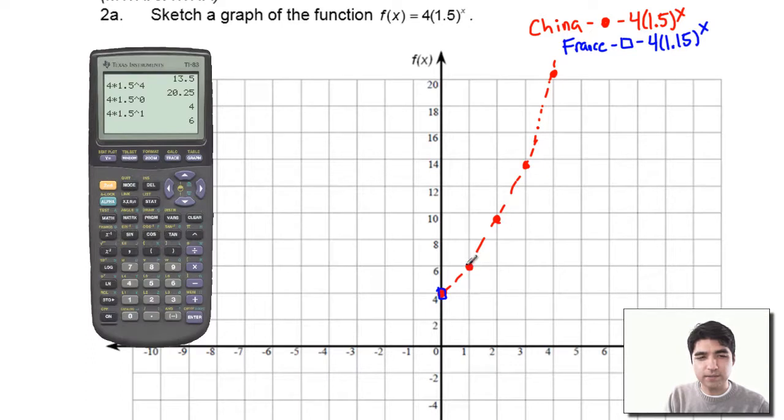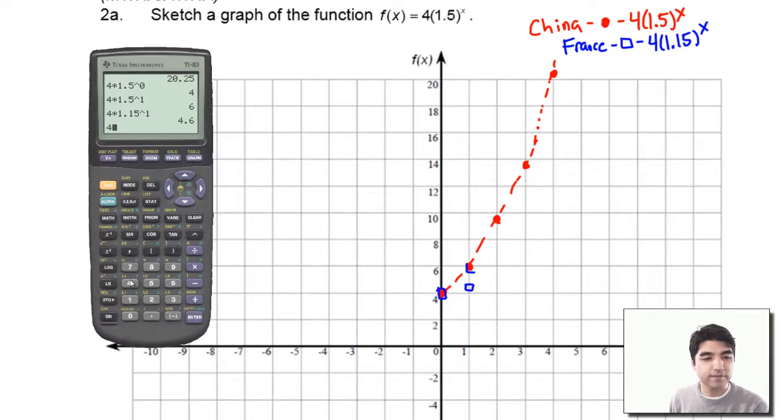Oh crap, I was doing 1.5. Sorry, the equation's 4 times 1.15. Sorry, getting a little tired here. Okay, 1.15 to the 1 power, and that equals 4.6. So our real value is 4.6, which is down here.